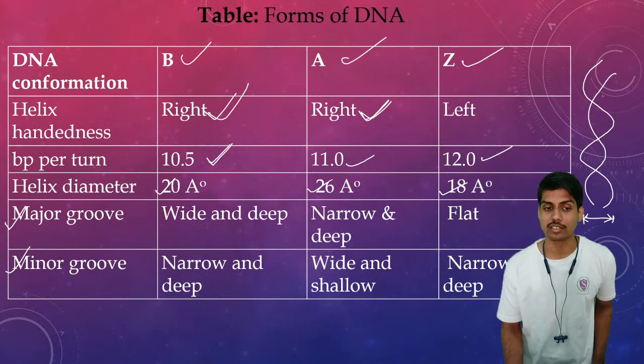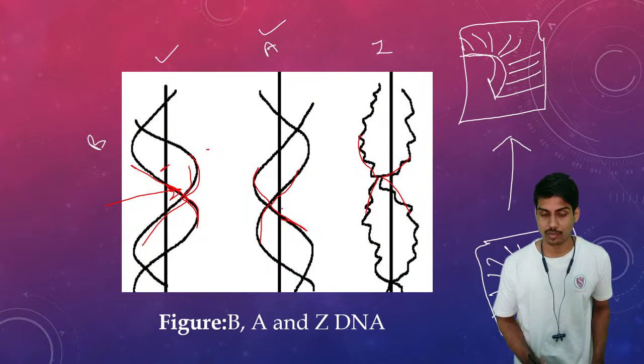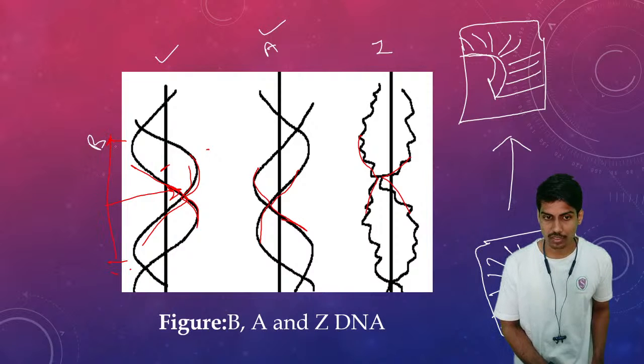Now there are certain differences among them. In the case of the B form of DNA, the groove is wide and deep. In this B form, the major groove is wide, meaning this distance is larger. This is wide and deep, so this distance will also be longer as compared to this.